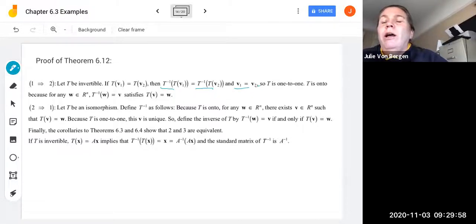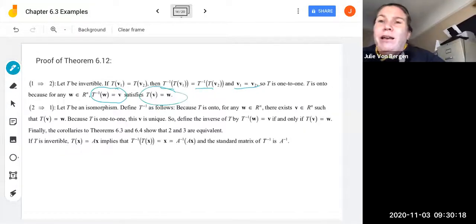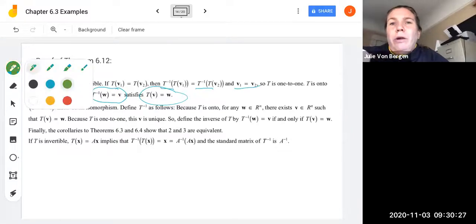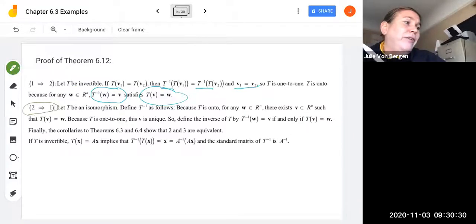Remember, to show that a linear transformation is an isomorphism, we have to show that T is 1 to 1 and that T is onto. So we just showed T is 1 to 1. And so now we want to show T is onto, and that's because for any W in Rn, T inverse of W equals V satisfies this equation that T of V equals W. So if T is invertible, we just showed it's both 1 to 1 and onto. So let's take a look at 2 implies 1. So that's saying if T is an isomorphism, that implies that T is invertible.